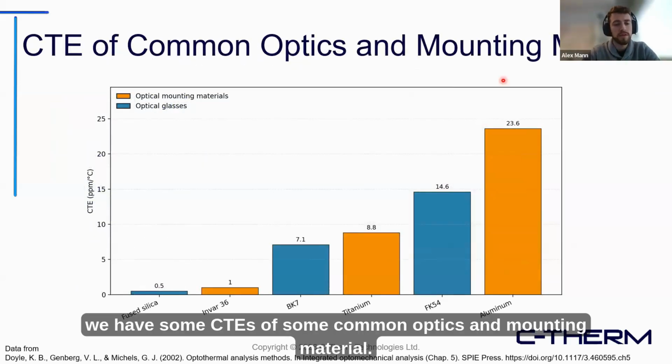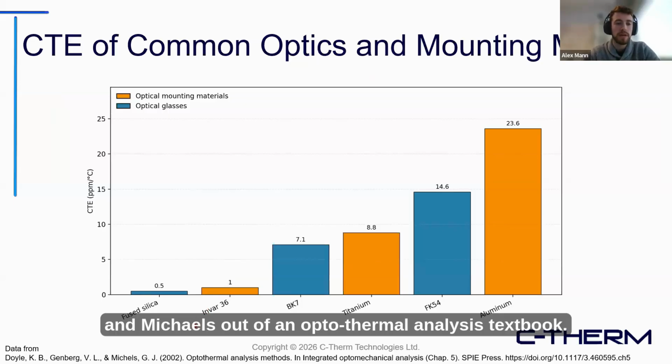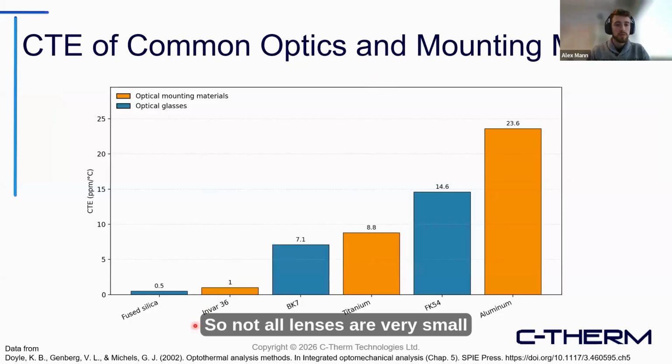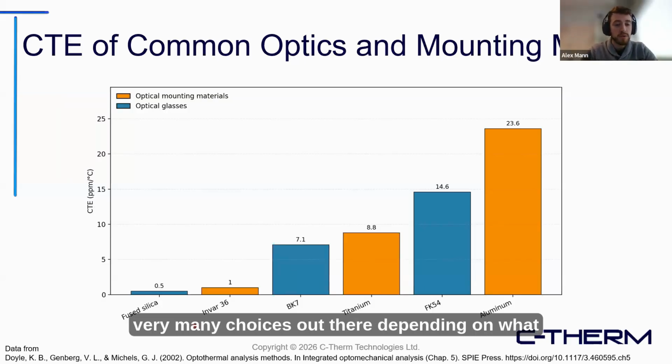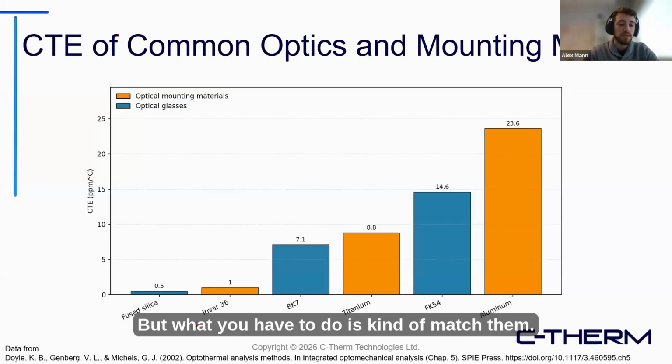Next, we have some CTEs of some common optics and mounting material. This was taken from Doyle, Genberg, and Michels out of an optothermal analysis textbook. So not all lenses are very small CTE, and not all lenses or housings have high CTE. There are very, very many choices out there depending on what application you're using. But what you have to do is kind of match them.